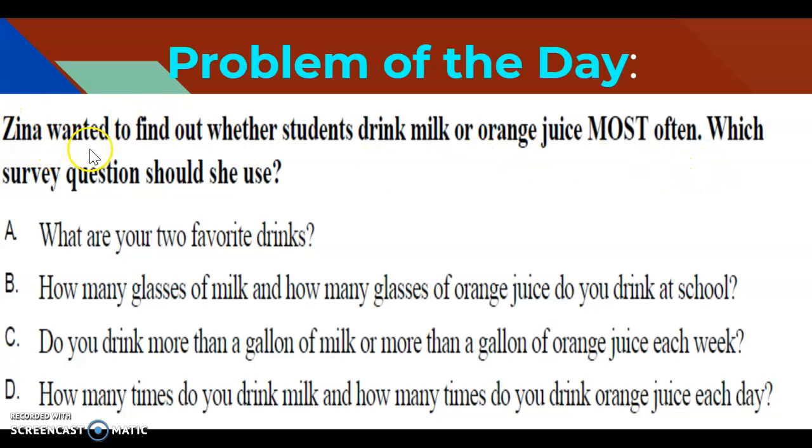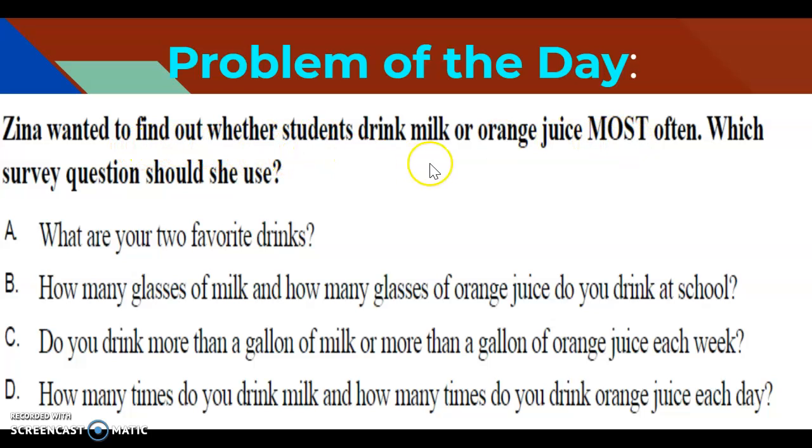So it says Zena wanted to find out whether students drink milk or orange juice most often. Which survey question should she use? I'll repeat it. Zena wanted to find out whether students drink milk or orange juice most often. Which survey question should she use? If you see, they've got in big capital letters here, most, M-O-S-T. Got that highlighted basically to let us know that it's really important that you read and understand this word. And most often is what you're looking for.